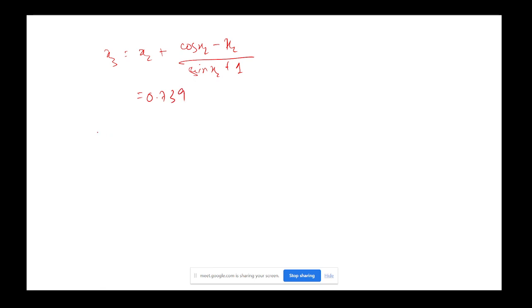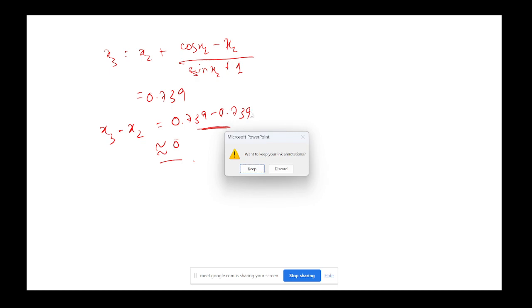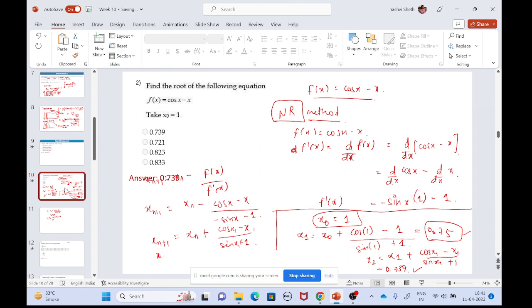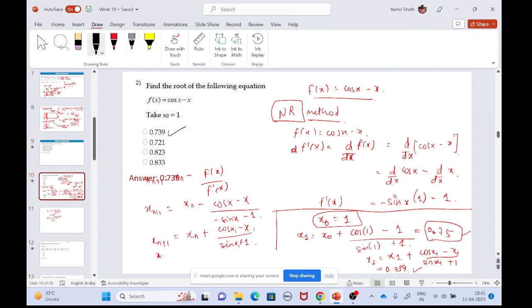So as you can see, the difference between x3 and x2 is nothing but 0. There will be a number of digits after the 9 also, but you can neglect that and say that the difference between them is almost equivalent to 0. So the correct answer for this is 0.739. Now let's move forward.